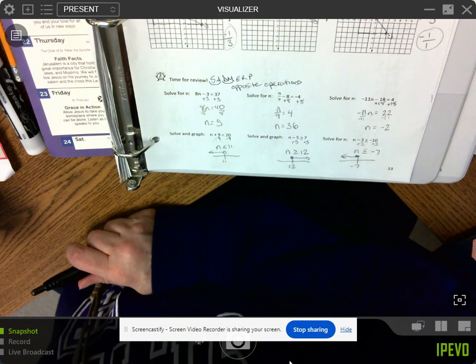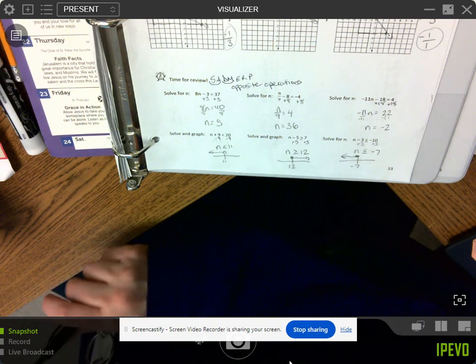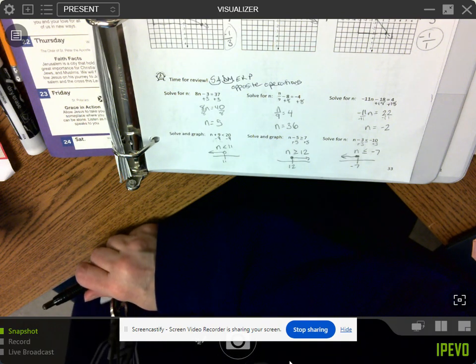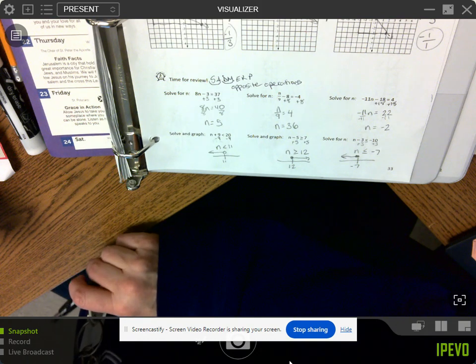Connor, was your hand up? Oh, you're just scratching? I saw your hand. I couldn't see the whole thing, I just saw that. Any questions on that bottom row?